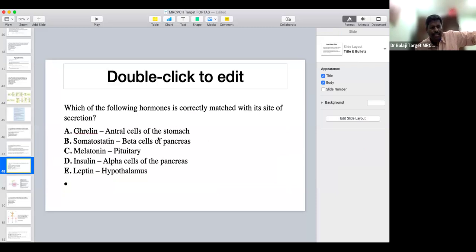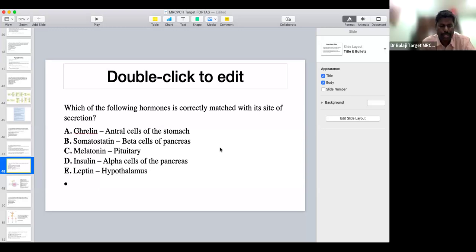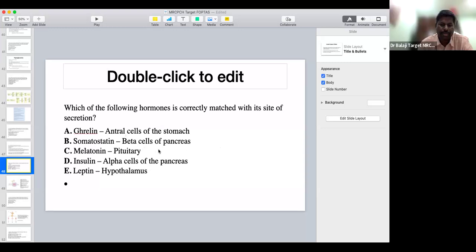So ghrelin, which is the correctly matched? Ghrelin, antral cells of the stomach; somatostatin, beta cells of pancreas; melatonin; insulin; leptin. So which one is correctly matched here? Sir, not sure. Ghrelin is secreted from the GIT, I think, but whether it's from the antral cells, not sure, sir. Okay, good. I think that is the right answer. And the somatostatin, doctor, it is from the delta cells.